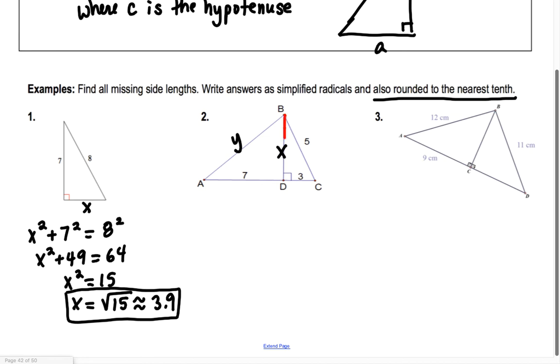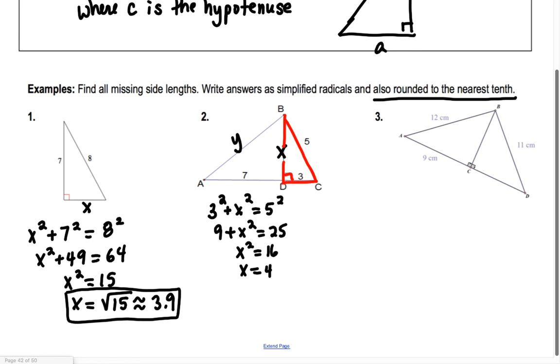So when I only look at this triangle on the right side, I have 3 squared plus x squared equals 5 squared. I think we talked about this the other day, didn't we? Did I tell you about 3, 4, 5 right triangles? Yeah, so basically we get 9 plus x squared equals 25. So x squared equals 16. So x is 4.